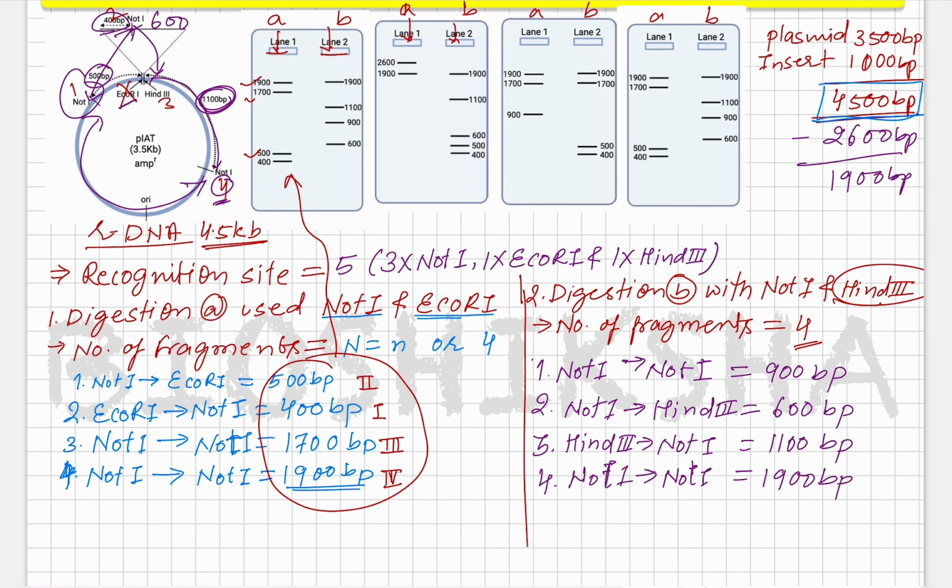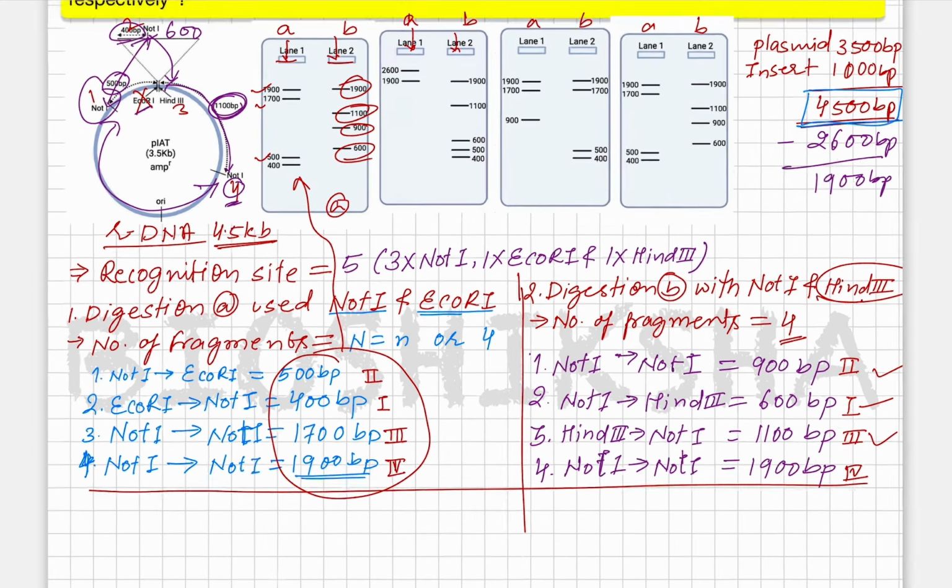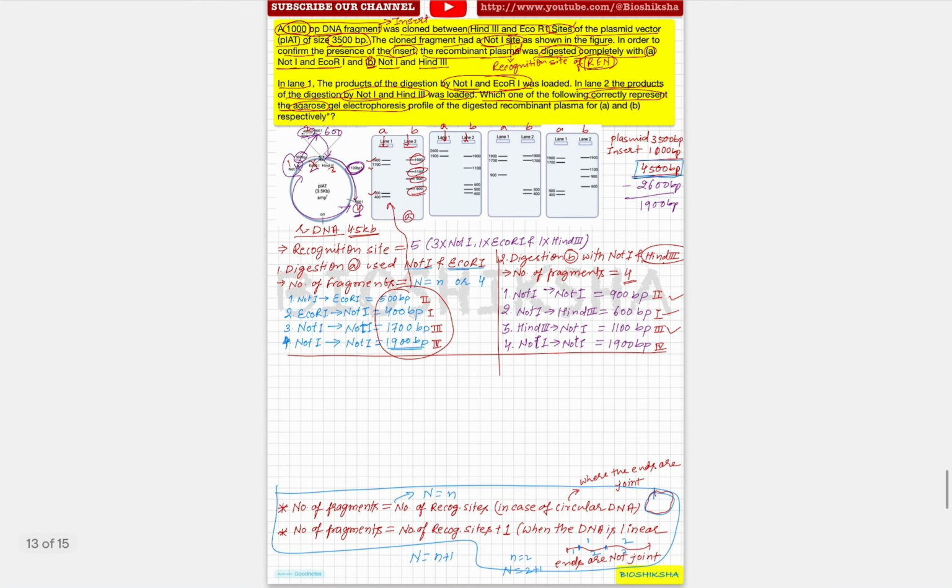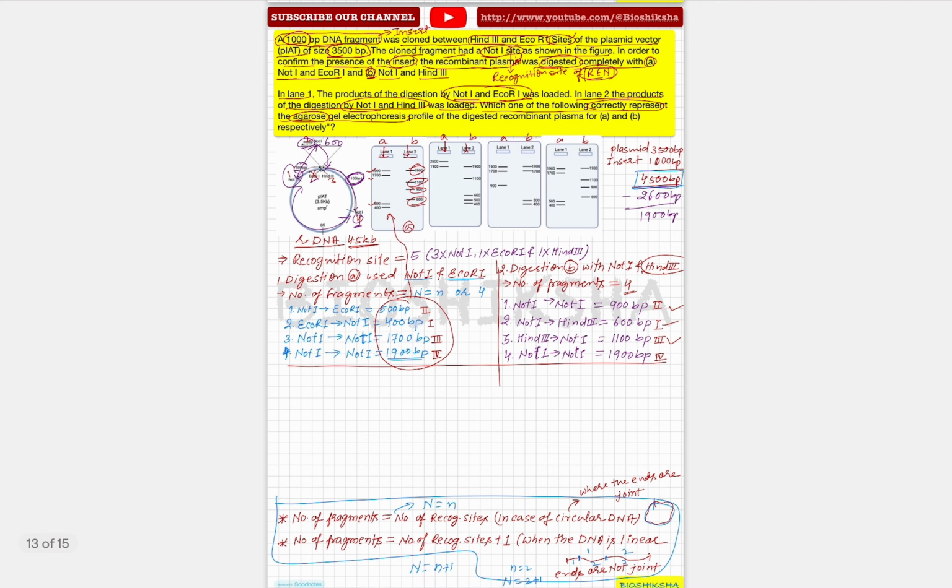Let us see the sequence. We can say the lighter one will go farthest, then this would occupy the second place, this the third place, and this the fourth place. The sequence is 600 first, 900 base pair second, 1100 base pair third, and the fourth one is 1900. So option A is the correct one according to the fragments we have got. Hope you have understood this concept. You can take a screenshot and come to the class if you have more doubts. Thank you.